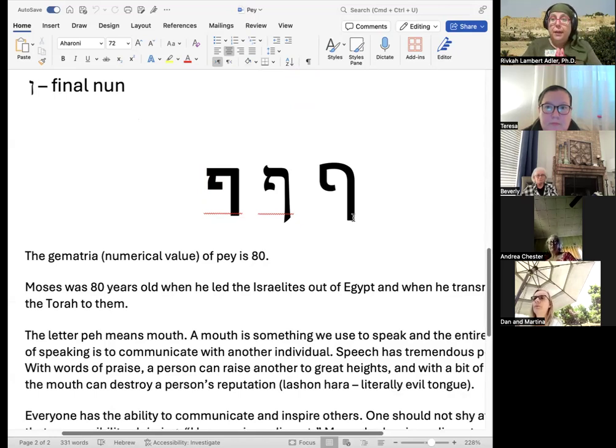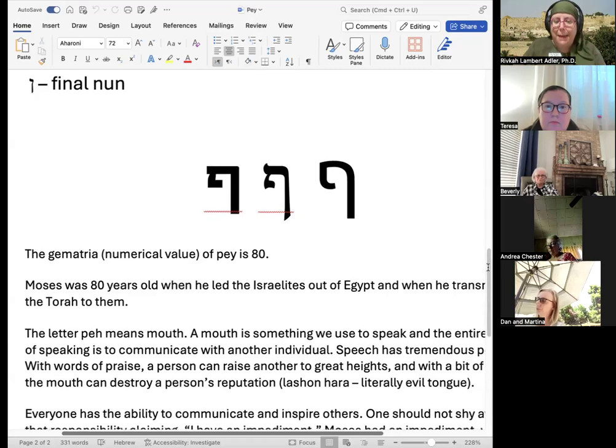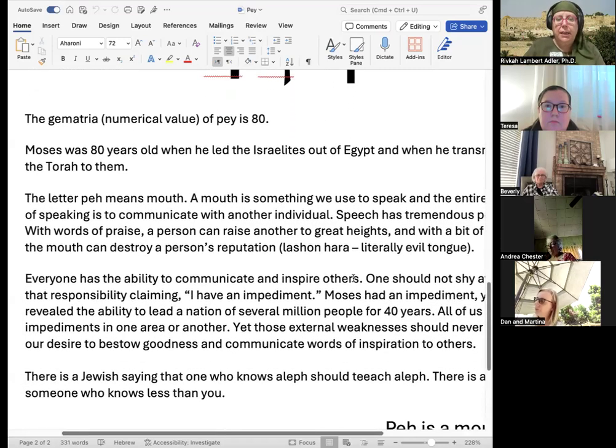Now, I told you that the gematria of this letter, the numerical value of this letter, is 80, and there's a teaching that Moses, when he was 80 years old, that was his big year of leading the Israelites out of Egypt and also transmitting the Torah to them. The word pei literally means mouth. And there's a teaching here that the mouth we use to speak with is a very powerful tool. It's something that we can use to make our communication with individuals healthy or not healthy. We can use it to raise people up. We can use it to build relationships in a good way.